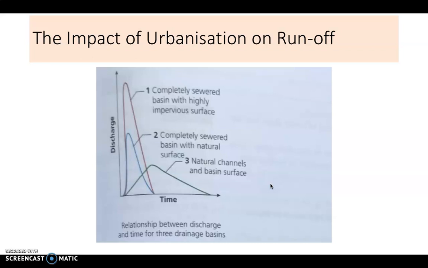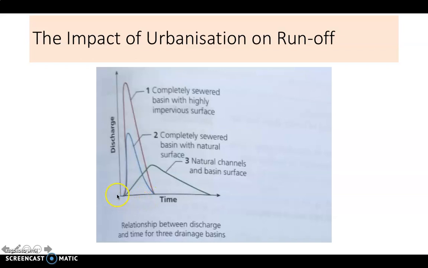And you can see there that, let's say we've had a rainfall event, so it's been a downpour of rain, the speed in which the water gets into the river is really quick. So we call that the rising limb on the left-hand side. So you have a very steep rising limb, you've got a very high peak discharge, it happens very quickly, and you've got a very quick falling limb.